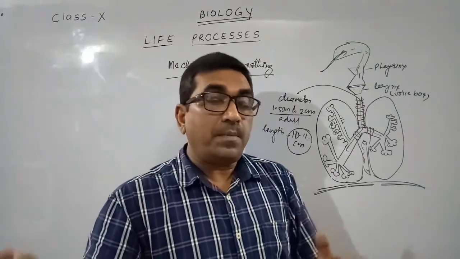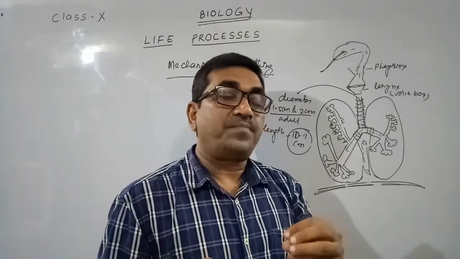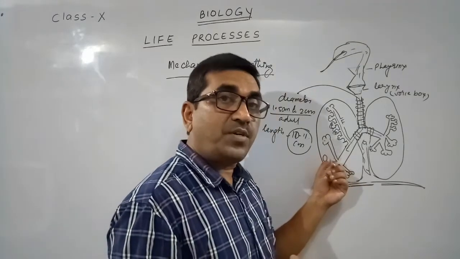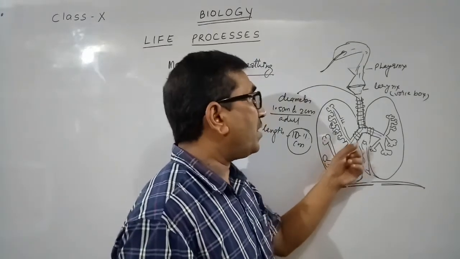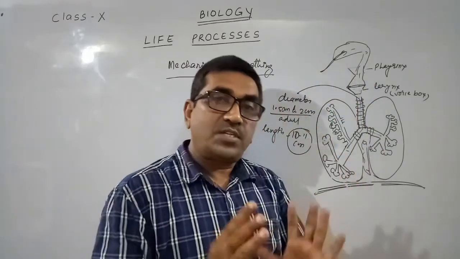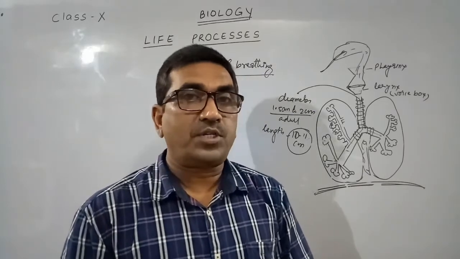From the different cells, blood brings the carbon dioxide, or we can say deoxygenated blood, and the carbon dioxide is diffused over here, and from here it goes to the atmosphere. So this is the mechanism of simple breathing. I do hope you have understood it.